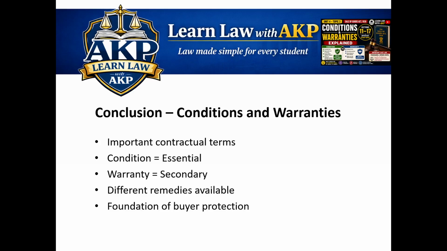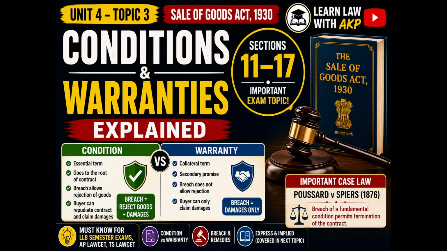Now, let us conclude today's topic. Conditions and warranties are important contractual stipulations under the Sale of Goods Act. Conditions are essential terms that go to the root of the contract. Warranties are secondary terms collateral to the main purpose. The remedies available depend upon whether a condition or warranty has been breached. Therefore, understanding conditions and warranties is essential for every law student studying the Sale of Goods Act. For examinations, always remember definitions, differences, remedies, illustrations, and case law.